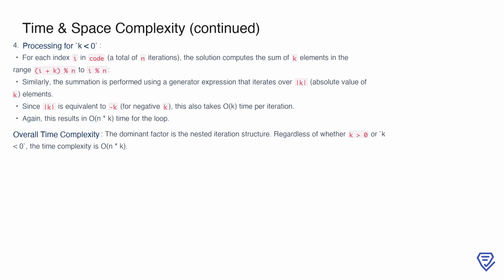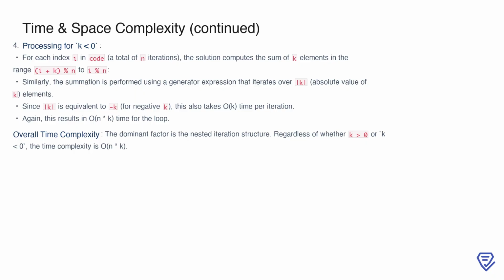Now, let's examine the scenario when k is negative. In this case, the solution still iterates over all n indices of the array code. For each index i, it calculates the sum of k elements, but this time the range is defined differently due to the negative value of k. Specifically, the range goes from (i + k) % n to i % n, again employing modular arithmetic to handle circular indexing.